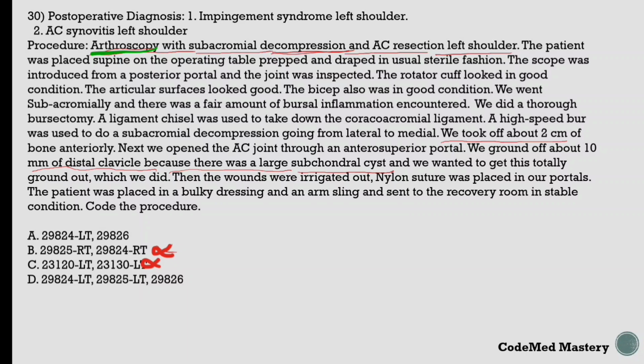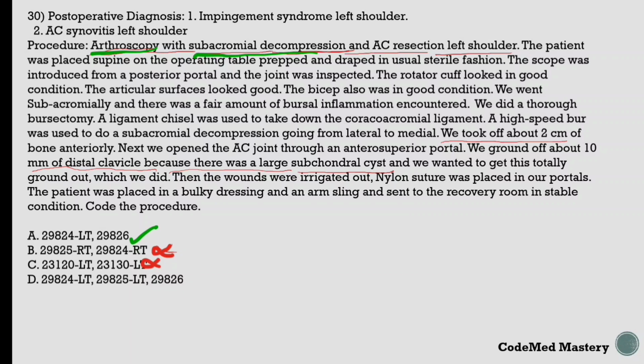What is 29826? 29826 is for decompression of subacromial space. So see in our procedure they have mentioned subacromial decompression, right? So this will be our right code. So our right answer is option A.